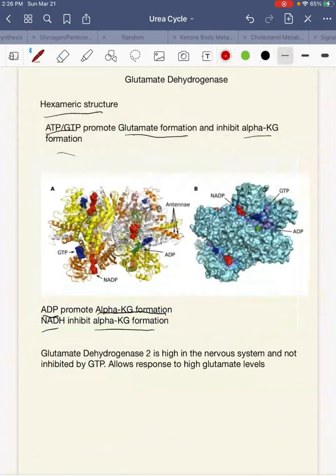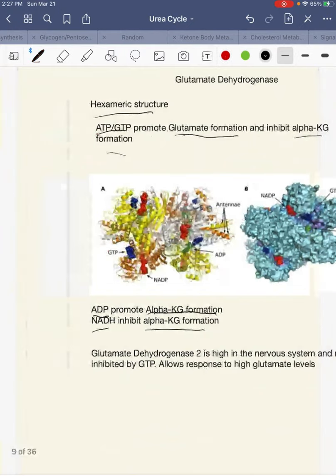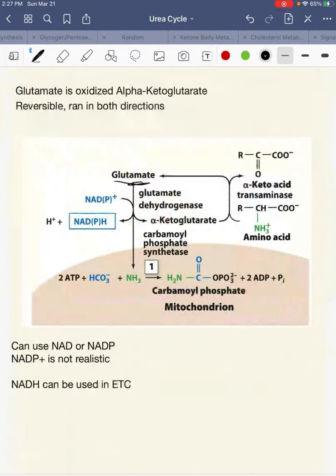you can also have different isoforms. Glutamate dehydrogenase 2 is high in the nervous system, and it's not inhibited by GTP. Because it's not inhibited by GTP, this allows response to a lot of glutamate levels. Okay? So if you have a lot of glutamate, you'll make a lot of ATP. ATP will then go back and inhibit this reaction. So glutamate dehydrogenase 2 allows us to have more glutamate, and then it doesn't allow for this inhibition to occur.